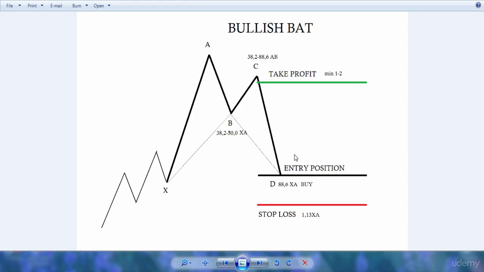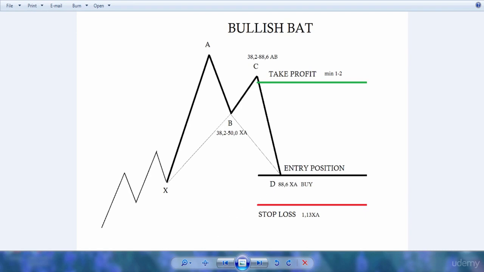Just to mention that according to the author of this pattern, the ideal criteria for defining the patterns that give the highest percentage of success is when the first retracement, or point B, is located exactly at the 50% Fibo retracement of wave XA, and also point C at the 50% Fibo retracement of wave AB. Of course, as with the previous pattern, we set pending orders. In this particular case, it would be a buy limit order. Also set stop loss and take profit, and wait for the market to react.